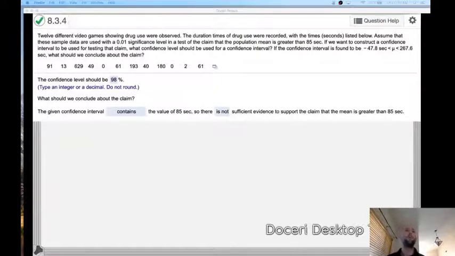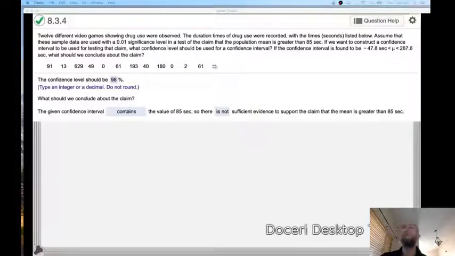We're told that 12 different video games showing drug use were observed. The duration times of drug use were recorded, with the times in seconds listed below. Assume that these sample data are used with a 0.01 significance level in a test of the claim that the population mean is greater than 85 seconds. If we want to construct a confidence interval to be used for testing that claim, what confidence level should be used for a confidence interval? If we found this confidence interval to be this value, then what should we conclude about the claim?